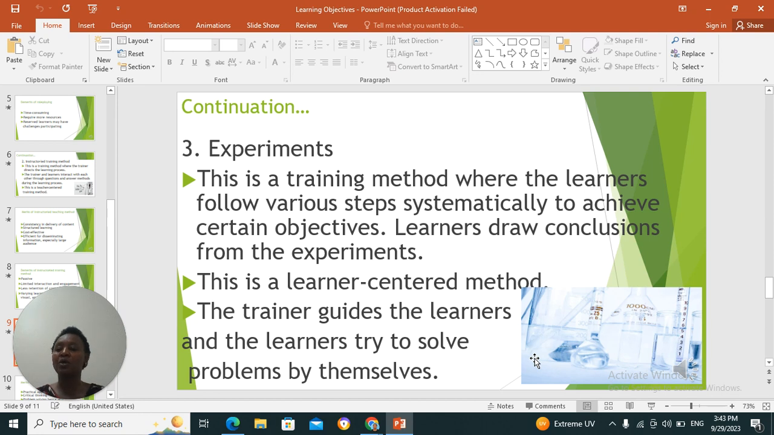For example, when we were in school, we used to do physics or chemistry. You go to the lab, you mix some chemicals there, you see testing for alkalinity. The teacher will guide you, and he or she will show you what you are supposed to do. Then once you get what you are supposed to do, the learners can try themselves, and then they can also draw conclusions from the experiments.